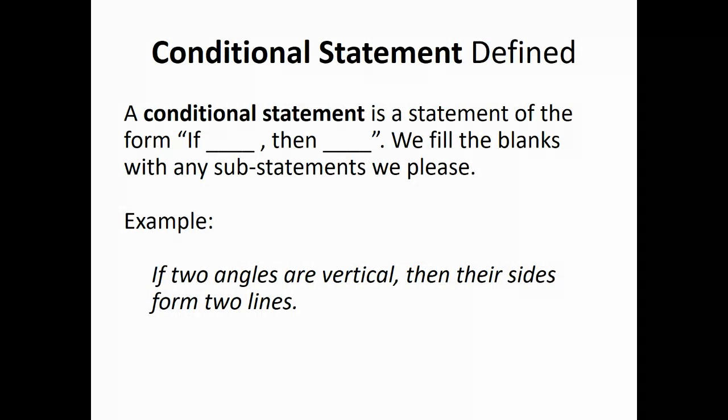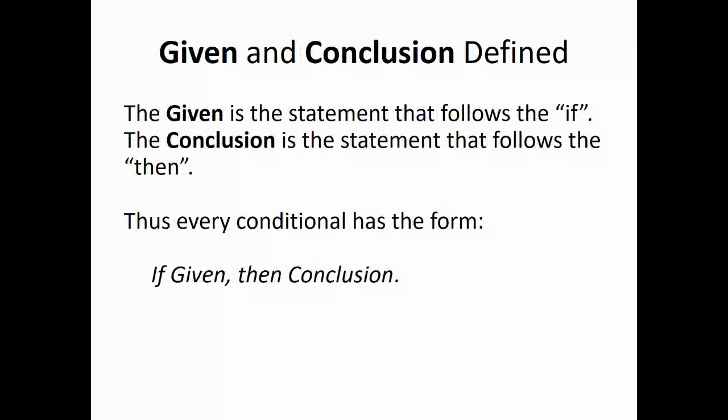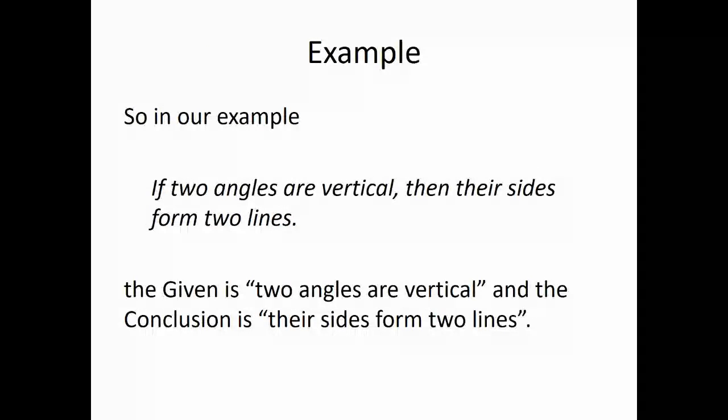So here's an example of a conditional statement. If two angles are vertical, then their sides form two lines, which, side note, we know expresses the definition of vertical angles. Now we have names for the statements that go into those two blanks. We call the statement that comes immediately after the if the given. We call the statement that comes immediately after the word then the conclusion. So then every conditional statement has the form if given, then conclusion.